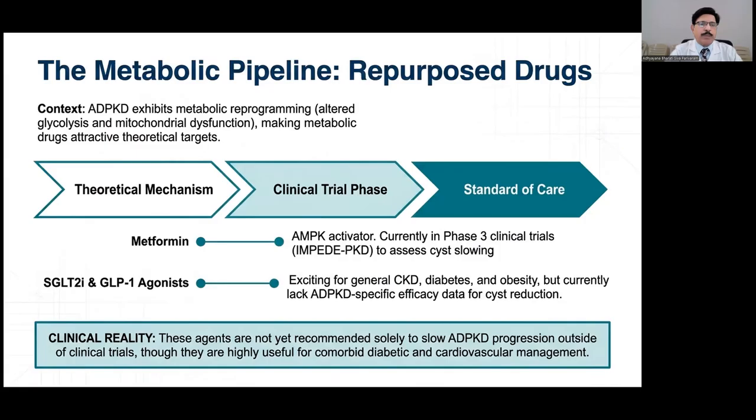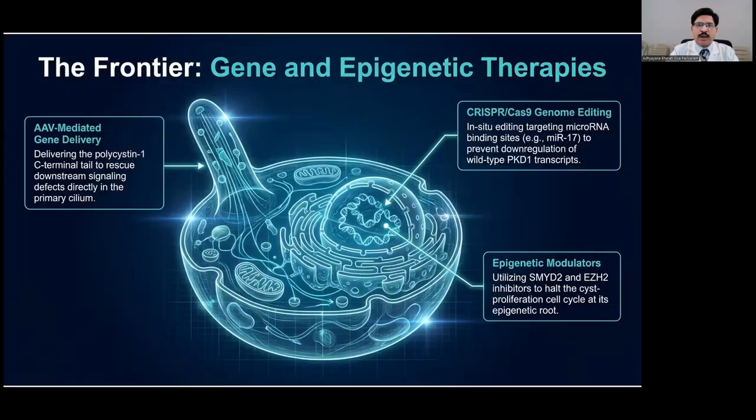Now, the metabolic pipeline. These are called repurposed drugs. That means, for example, metformin, an anti-diabetic drug, is now being repurposed as an AMPK activator, currently in phase 3 trials for the IMPED-PKD trial. Metformin is being tried. Likewise, SGLT2 inhibitors and GLP-1 agonists are also being tried. These diabetic drugs are being repurposed and tried in this condition.